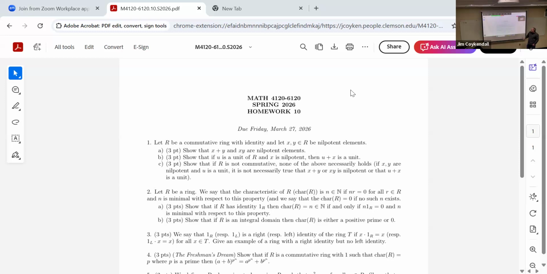Show that if U is a unit, that is an invertible element, and X is nilpotent, then U plus X is a unit. And show that if R is not commutative, so if order of multiplication matters, none of the above is necessarily true.